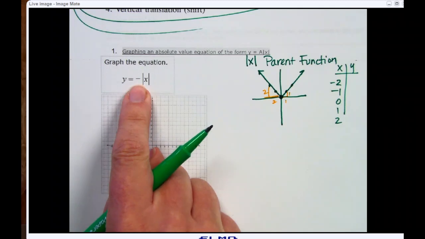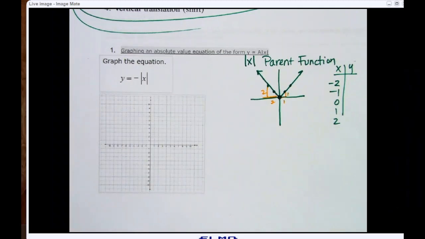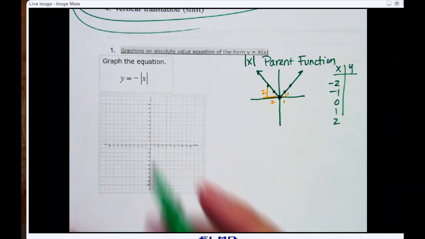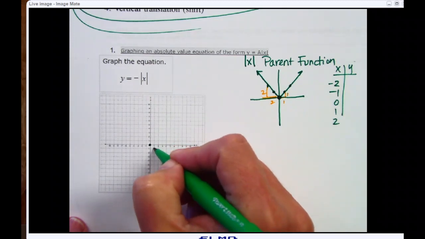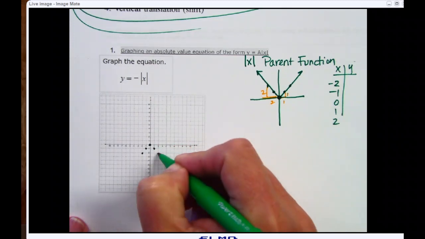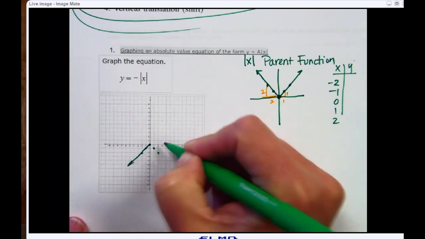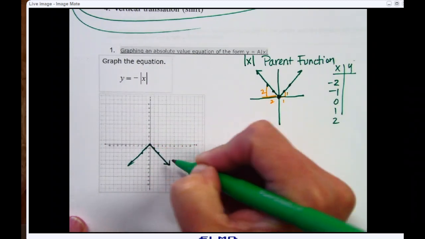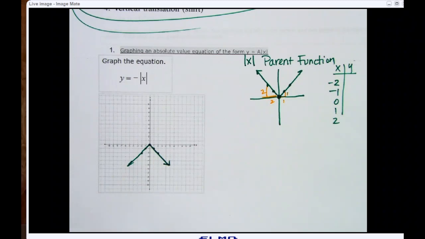What does that negative do to our V? Everybody talk about it. Where does it flip it? Just upside down, right? Oh man, that's so tiny. So if I know my parent function, I can just move it around. Give you some time to finish up your notes on that one.